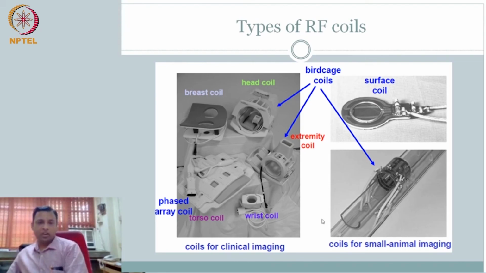Breast coil, head coil, wrist coil, torso coil. You see the size and shape changing depending on the application. Several of these are for small animals, like mice, where the chamber is also small, so you have a surface coil. These are very core electrical topics. If you are interested in electrical circuits and antennas, I think this will be a very interesting and important area that you can contribute to.